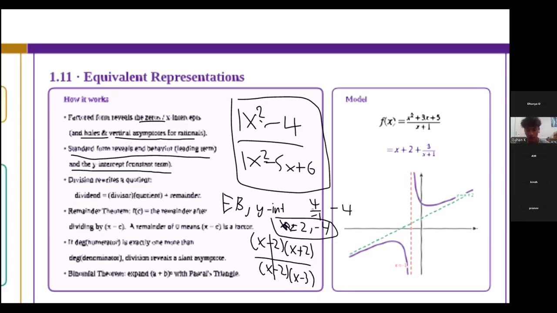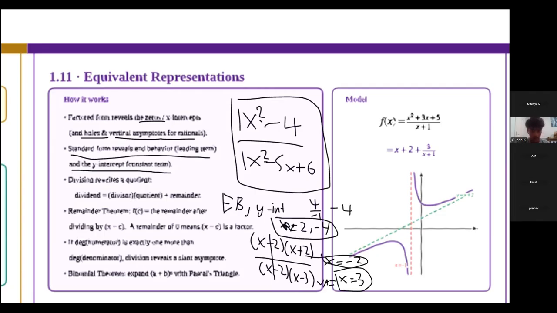The other two things the factored form tells us are the x-intercept and the vertical asymptote. The vertical asymptote is going to be at x equals 3, since that's what's left in the denominator. And what makes x minus 3 equal to 0? It's when x equals 3. So that's going to be our vertical asymptote. And our zero is going to be at x equals negative 2, since that's what makes the top 0.